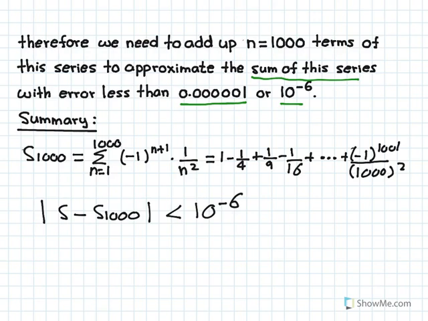It's very important that we realize what these represent. S represents the sum of the entire infinite series, the entire infinite alternating series. S1000 is the sum of the first 1,000 terms. We're approximating the sum of the entire infinite series with the sum of the first 1,000 terms. So we'd like to know what the error of our approximation is, and the error is less than 10 to the minus 6. So if we add up the first 1,000 terms to approximate the entire sum of this alternating series, the error is less than 10 to the minus 6.